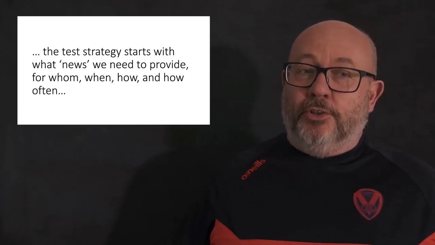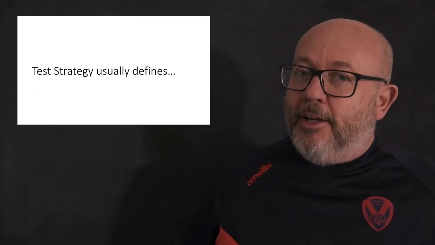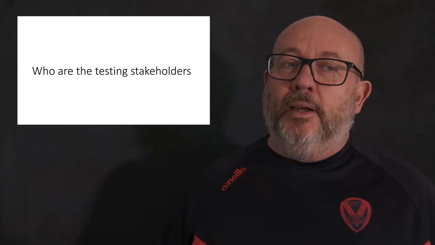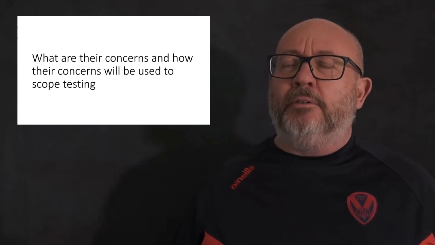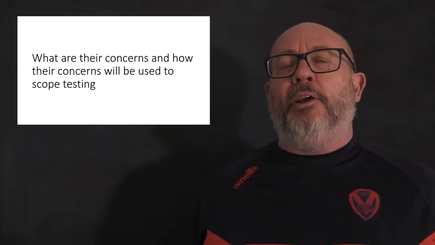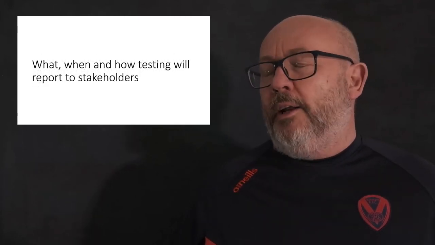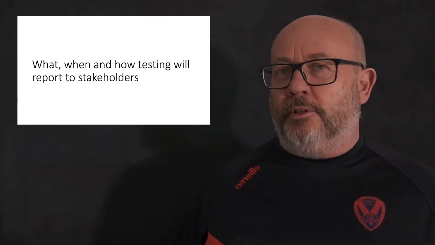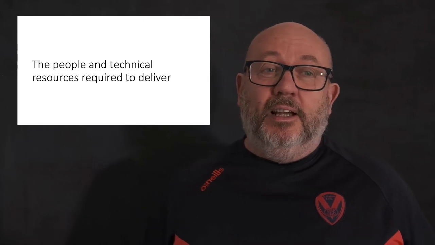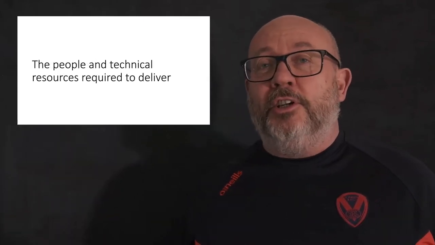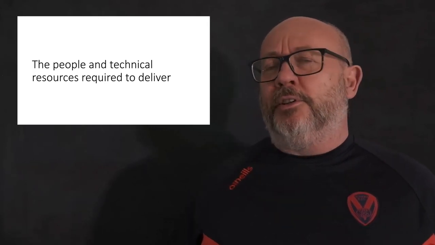What information do they need, when, how often? The test strategy usually defines some other pieces of information for us. Who are the testing stakeholders? What are their concerns? What are they worried about? And how this information will be used to scope the testing that we're going to undertake. What, when, and how testing will report to stakeholders. Who will perform the testing and reporting. How the project is structured and resourced. You know, what people do we need, what skills, what technical resources, environments and so on, and data.